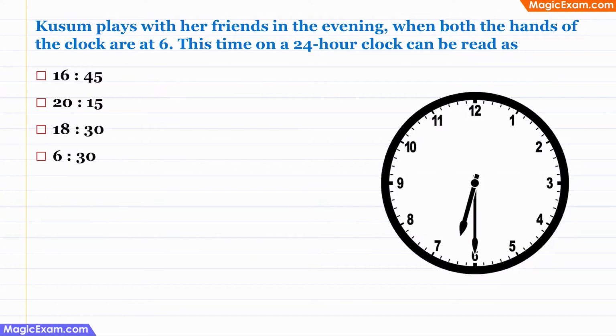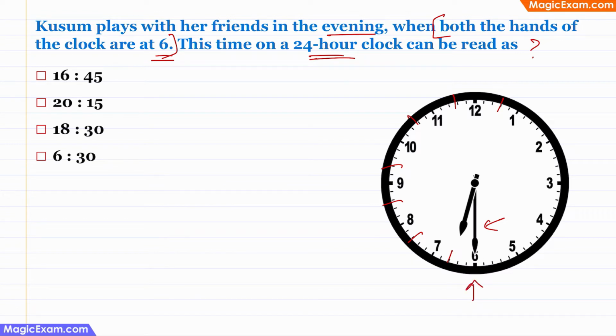Kusum plays with her friends in the evening when both the hands of the clock are at 6. This time on a 24-hour clock can be read as what? This is a very simple question, but there is a small error in this. That is, both the hands of the clock are at 6. Now this is impossible if the clock is working properly, because you can take a clock and check out that if the minute hand is on 6, then the hour hand will always be between 2 digits. So it is not possible to have both the hour hand and minute hand on 6 at any point.